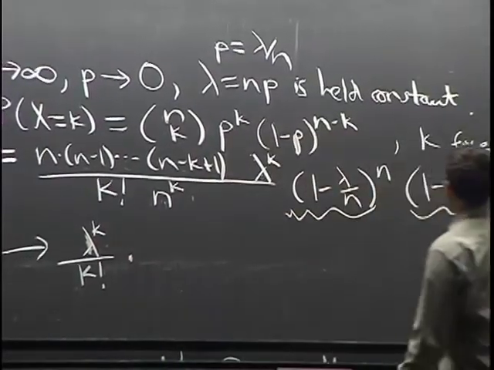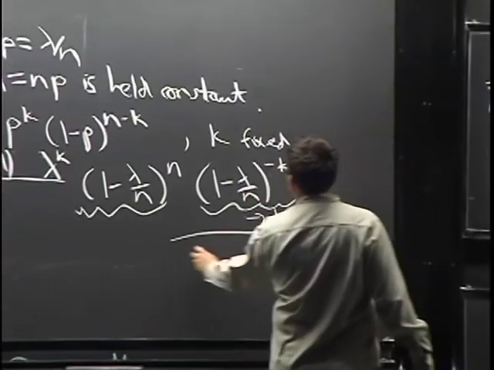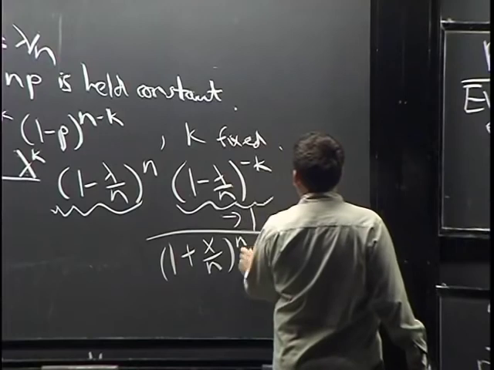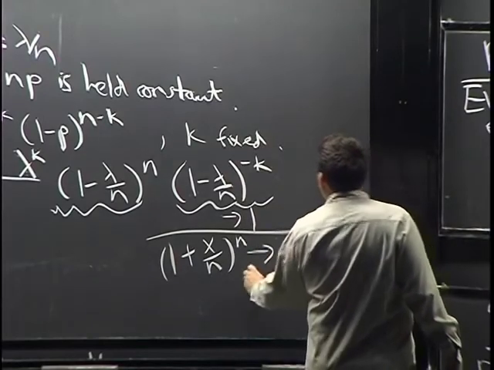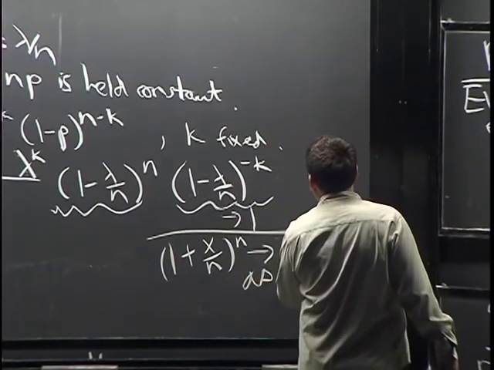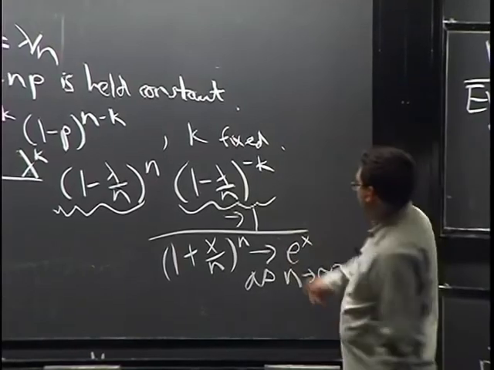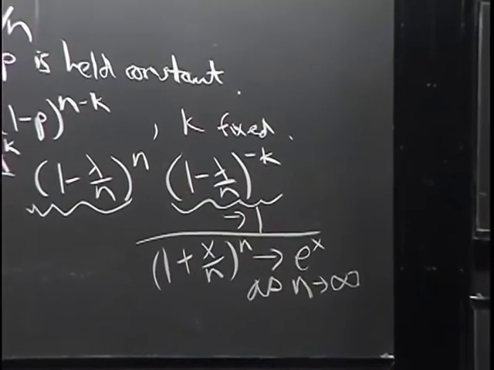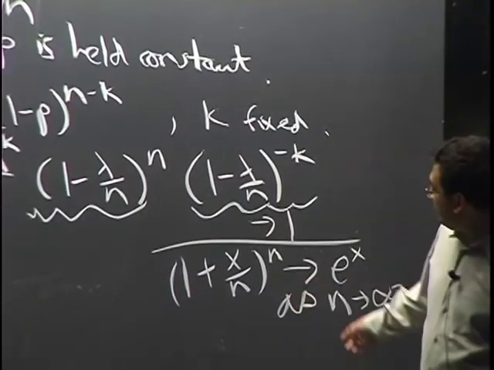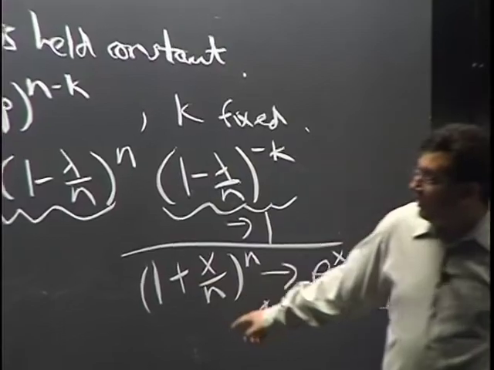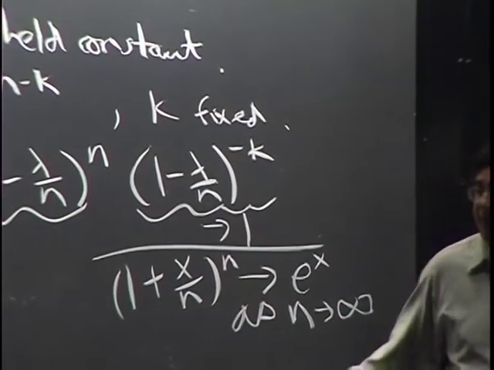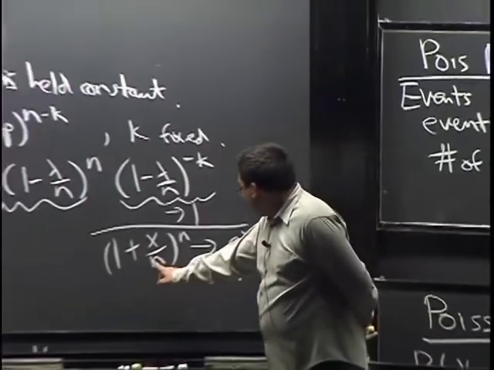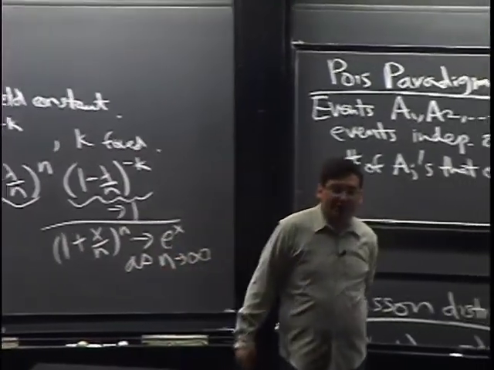Lastly, we just need to consider this part. I just have to remind you of a general useful limit, that 1 plus x over n to the n goes to e to the x. Sometimes this is even taken as the definition of e to the x. This is probably the most important limit for e to the x. I think of this as the compound interest formula, because if you have money in a bank that's being compounded a certain number of times per year, and you let the rate of compounding increase, in the limit you have continuous compounding, you have exponential growth.